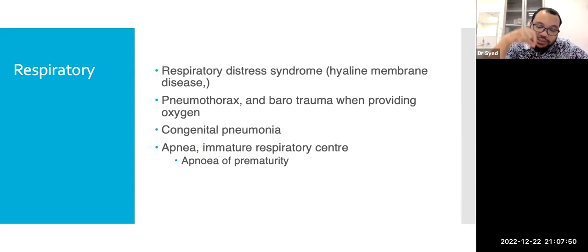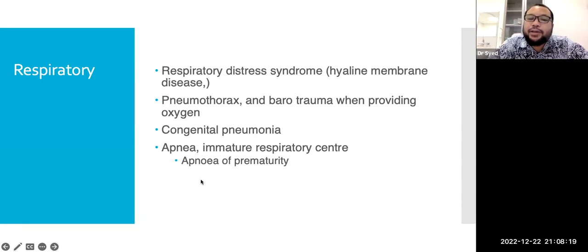The higher the pressure yang you ventilate the baby, you are exposing the baby to barotrauma, so pressure trauma to the lung tissue because of high pressure. You bagi PEEP, positive end expiratory pressure tu tinggi sangat, and you can cause barotrauma. Kalau you bagi tinggi sangat, sometimes you can cause sampai pneumothorax and so forth. They are more risk to getting congenital pneumonia and apnea.